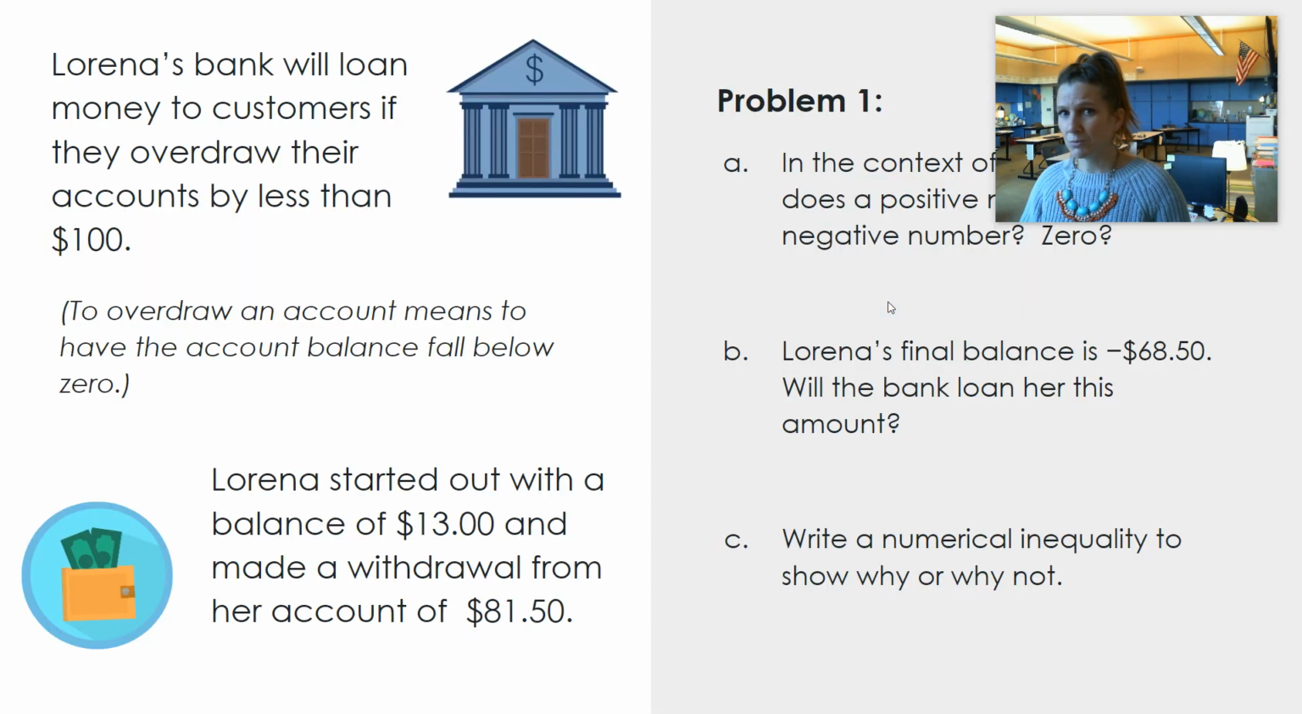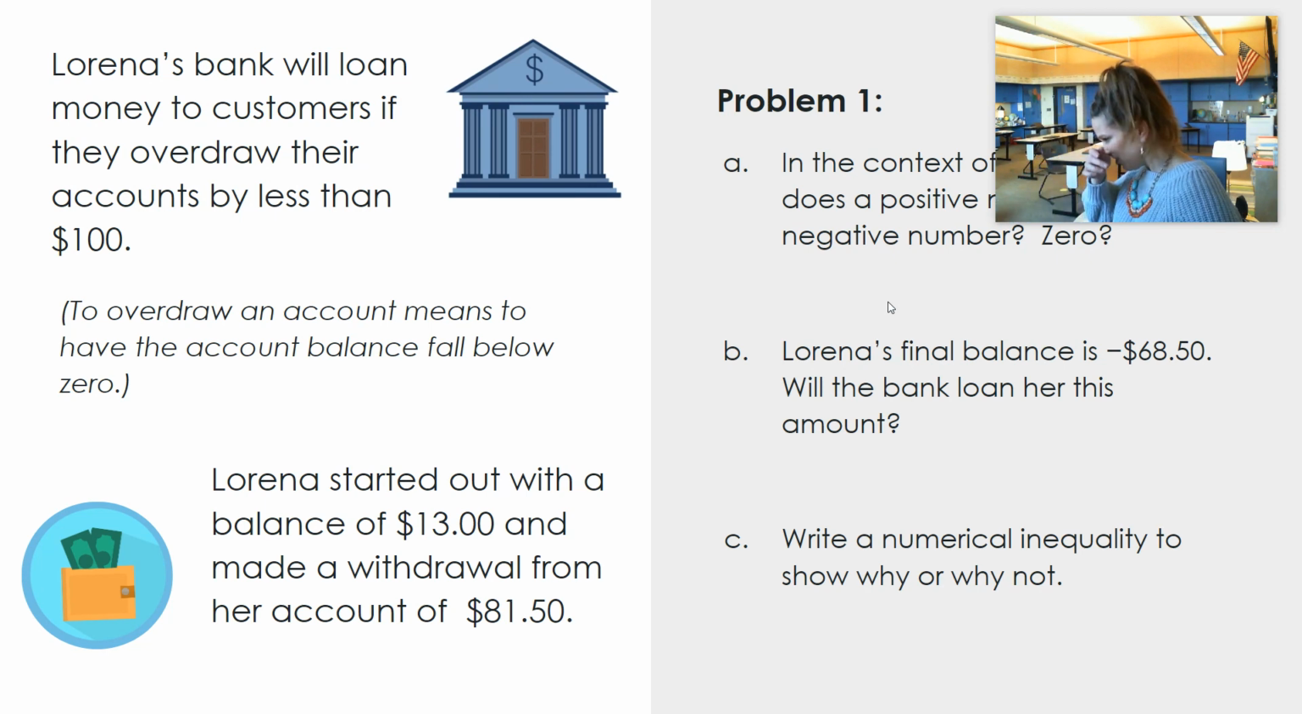Our first question was about Lorena's bank account. Her bank will actually loan her the money if she overdraws, if it's under $100, less than $100. That means if she's shopping and accidentally spends too much money, the bank will help her cover the cost of the overdrawn account. What I like to do to get started is first write down, what do I know in this problem?